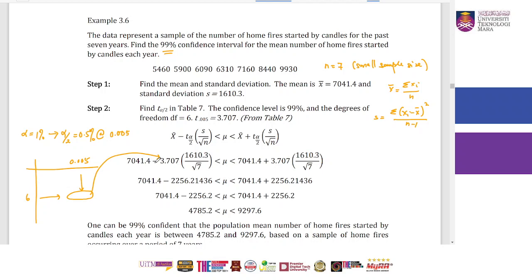Betul, 70. Okay, you get 3.707. And then yang lain-lain tu just substitute saja value yang berkenaan, and then you will get the answer, right?